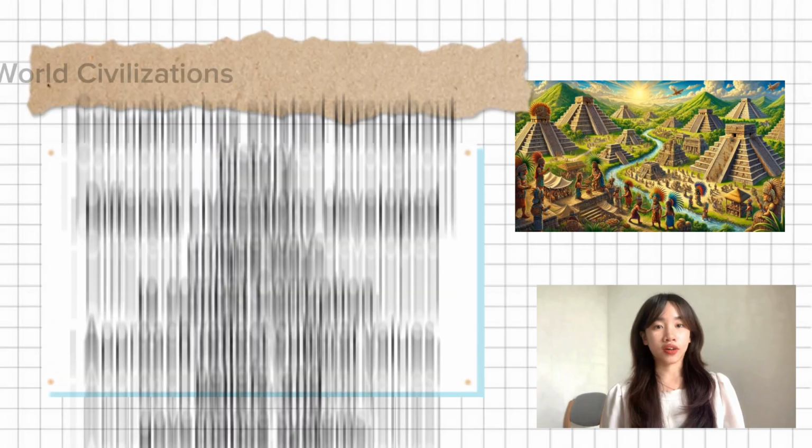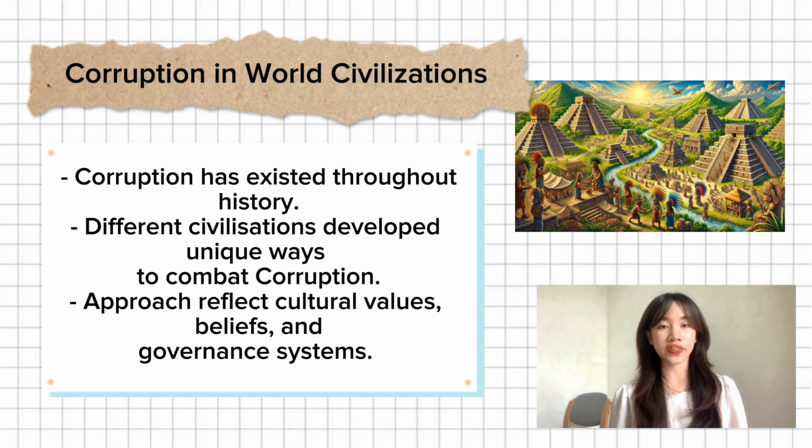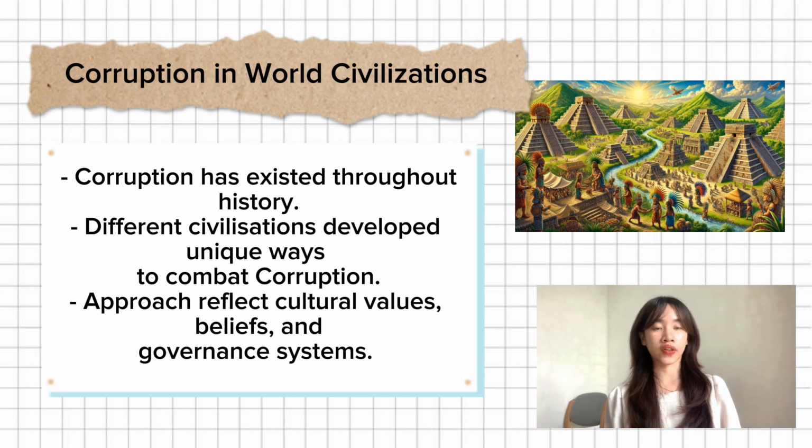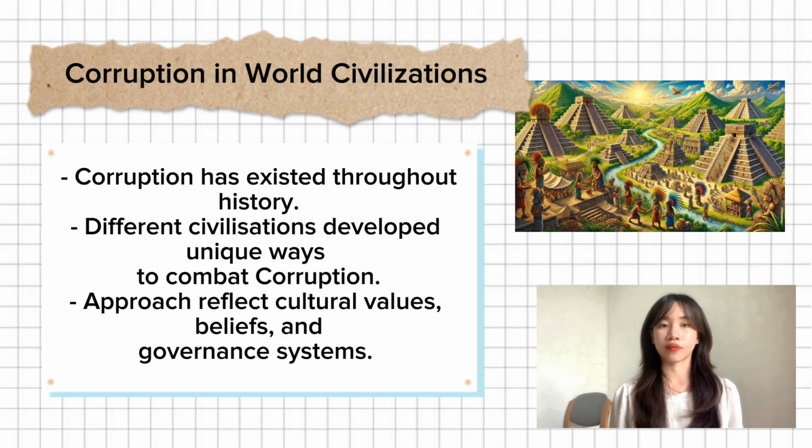Now that we've explored how corruption is explained through social science theories, let's take a historical perspective. Corruption has existed throughout human history, and many civilizations developed their own ways to fight it, based on their values, beliefs, and system of governance.